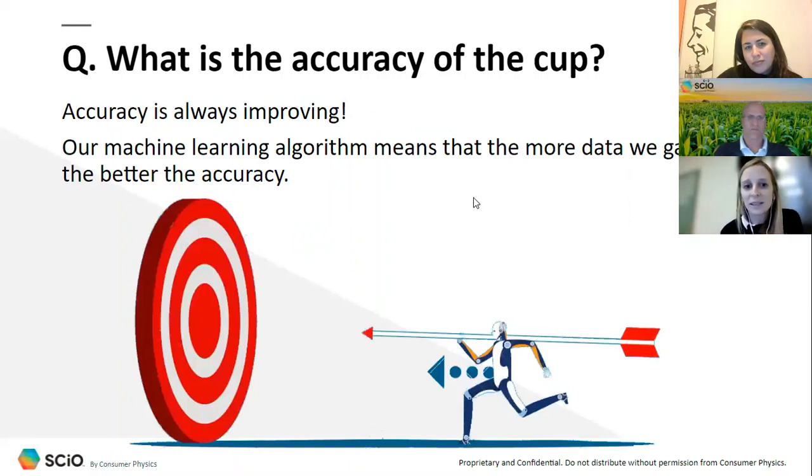And the other thing to really remember when we talk about accuracy is that this is a machine learning algorithm. So the more data we gather, and as we go along and we get more robust in our calibrations, you'll see that accuracy improving. So there's an advantage to having been gathering data for the last couple of years. We're seeing huge gains in that, and we're seeing constant improvements in our accuracy as well.